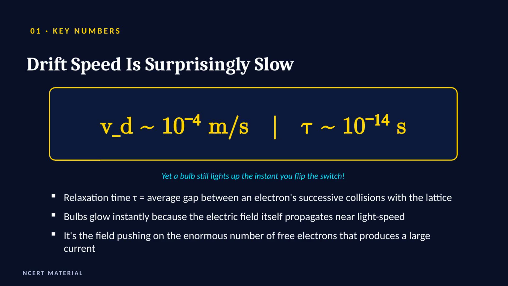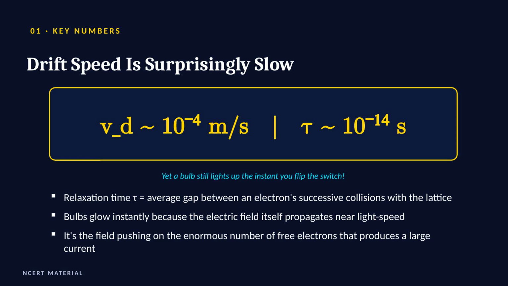Here's a fact that surprises most students. The drift velocity of electrons is incredibly slow, of the order of just 10 to the power minus 4 meters per second. And the relaxation time, which is the average time between two collisions of an electron with the lattice, is about 10 to the power minus 14 seconds.